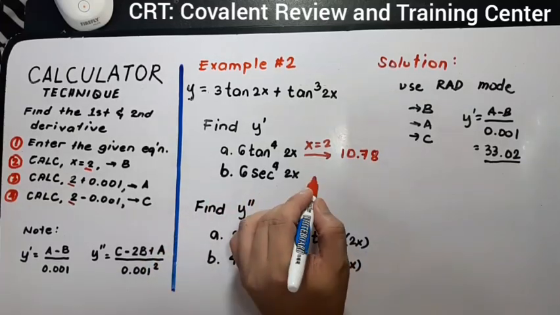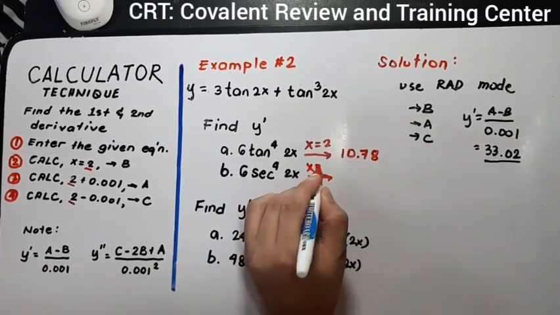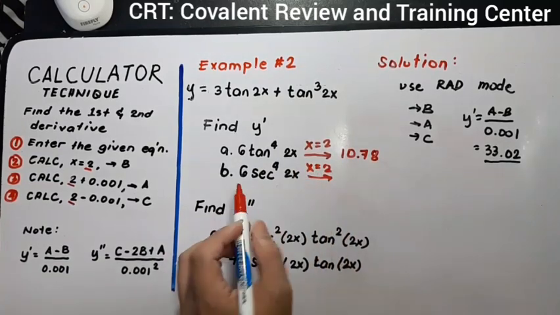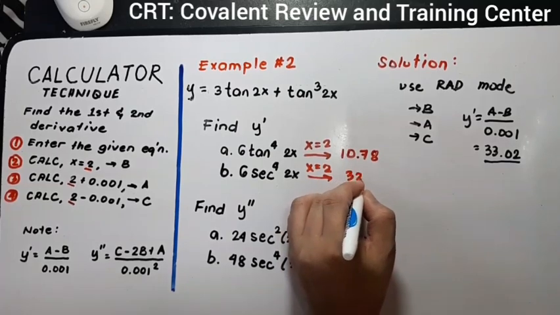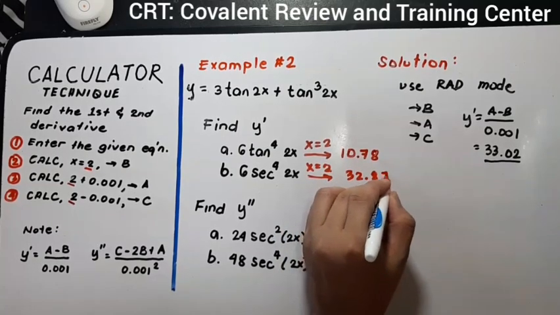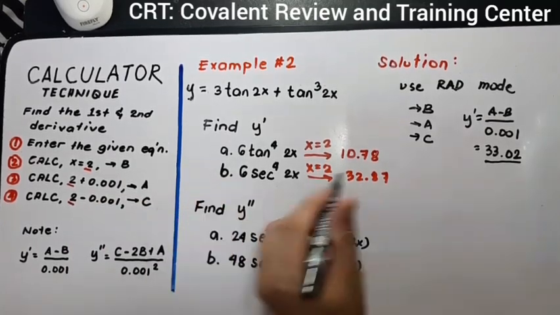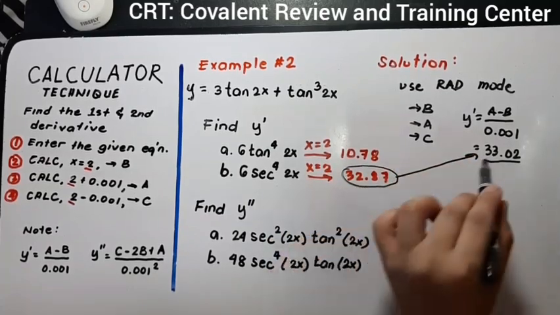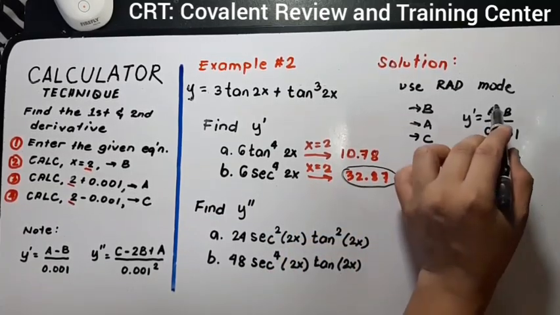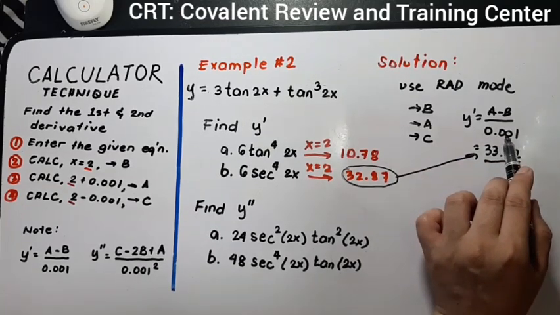Then for letter B, if we substitute x equals 2 for this expression, the result is 32.87. So between A and B, our answer is letter B. This is closer to our answer in solving this y prime using A minus B over 0.001.